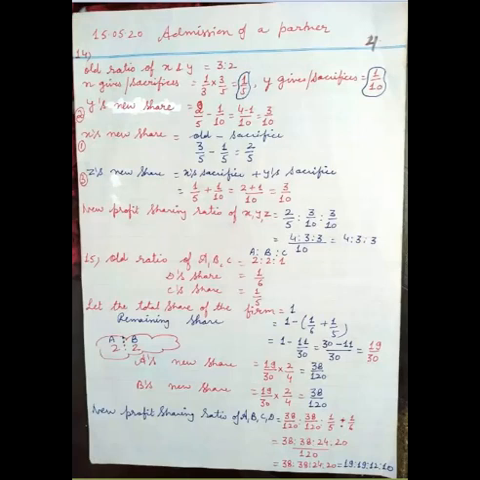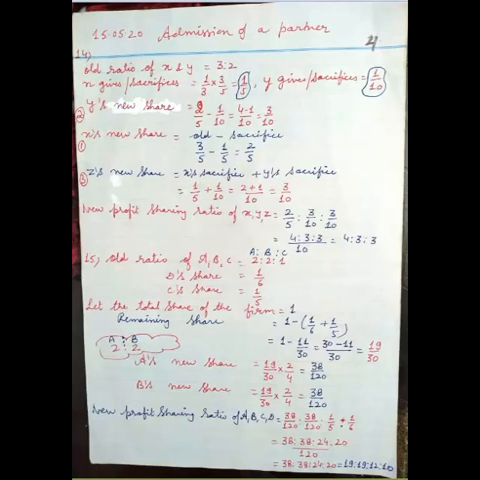See beta, how we'll solve. Old ratio of X and Y is equal to 3:2. X gives or X surrenders or sacrifices. These words are the same. X gives or sacrifices or surrenders 1/3 of his share. Of means multiply. So 1/3 multiplied by his share, 3 by 5, is equal to 1/5. Y gives or surrenders or sacrifices 1/10. It is already given.